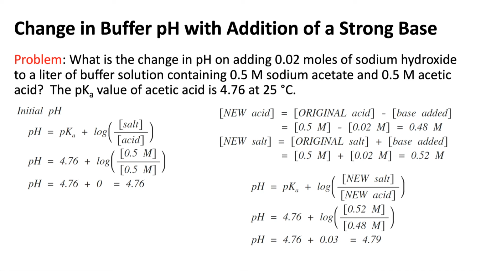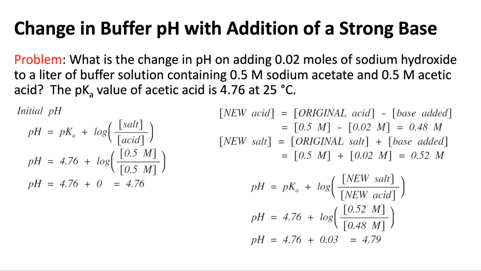All right, so if you take 0.52 divided by 0.48 and take the log base 10 of that value, you see that that number is 0.03. So in the end, the pH is going to be the 4.76 plus that change, which is 0.03. Therefore, our resulting pH is going to be 4.79. Keep in mind, we're almost done. That's the pH after we've added the base.